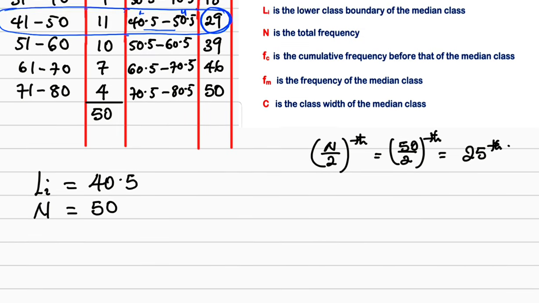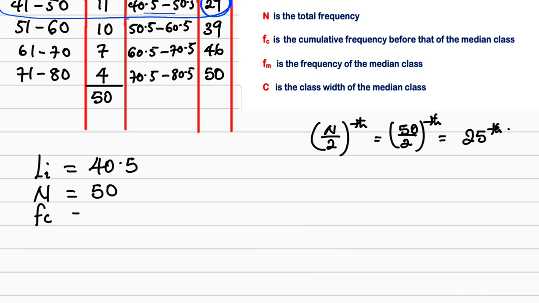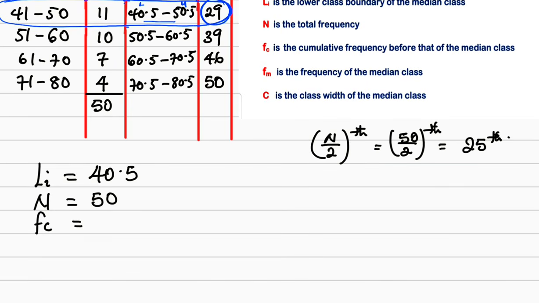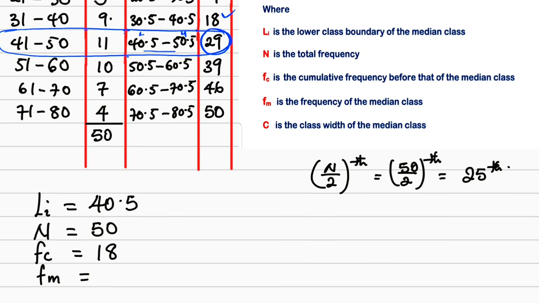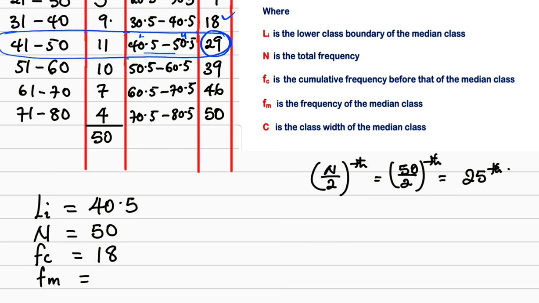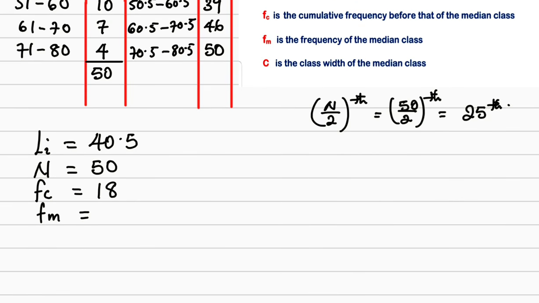Then we now talk about our FC. That is the cumulative frequency before that of the median class. You check, this is our cumulative frequency before that of the median class. All right, so it is 18. So we have 18. Then FM is the frequency of the median class. And of course, if you check it out, this is 11. So we have our FM as 11.